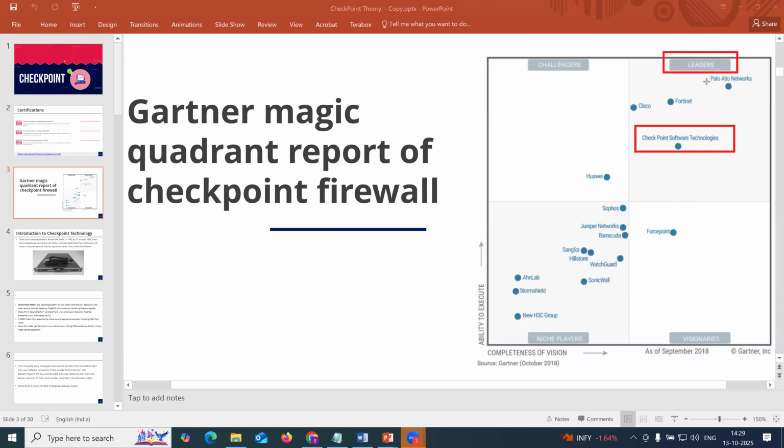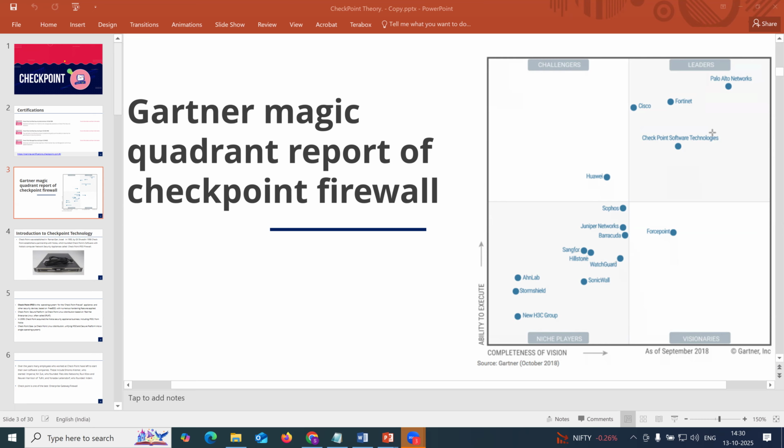In 2018, Palo Alto was at the top. Before 2016, if you see 2014-15, Checkpoint firewall was at the top. Then Palo Alto, then Fortinet, then Cisco, then Checkpoint. But later, right now, at the top we have Fortinet, then Palo Alto, then Checkpoint. But it has maintained its legacy in the leaders category from the beginning itself. That's the best part of your Checkpoint firewall.